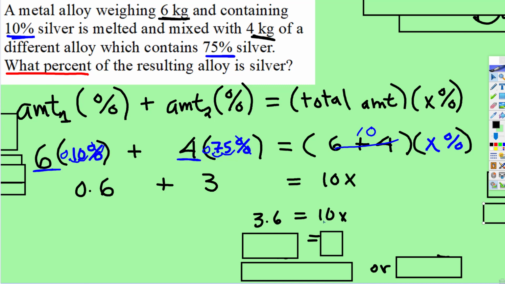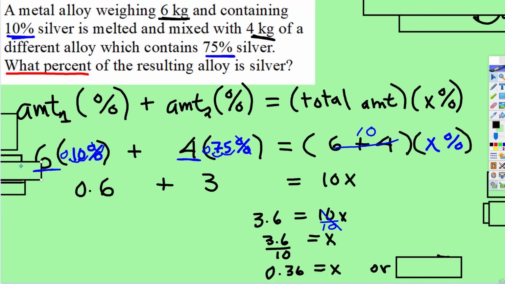Now the inverse of multiplying by 10 is dividing by 10. So we're going to divide both sides by 10. That cancels to x. When you divide 3.6 by 10, you're going to get 0.36, but we want a percent. So take that 0.36, multiply it by 100, or move the decimal 2 places to the right, which means mathematically you're multiplying it by 100, and you get 36%.